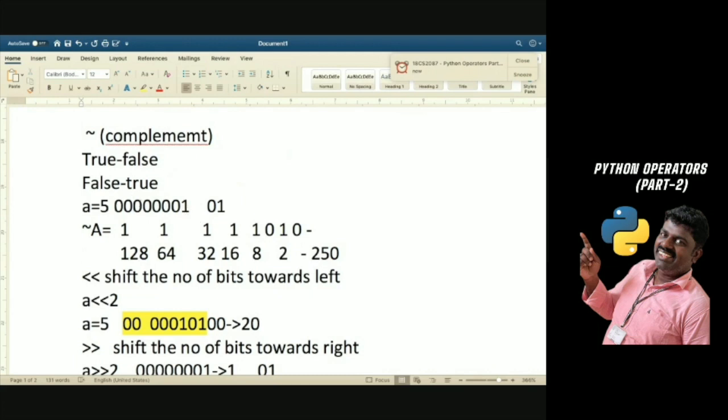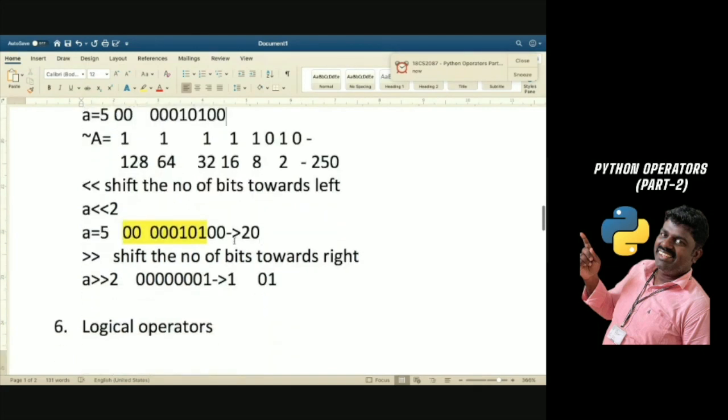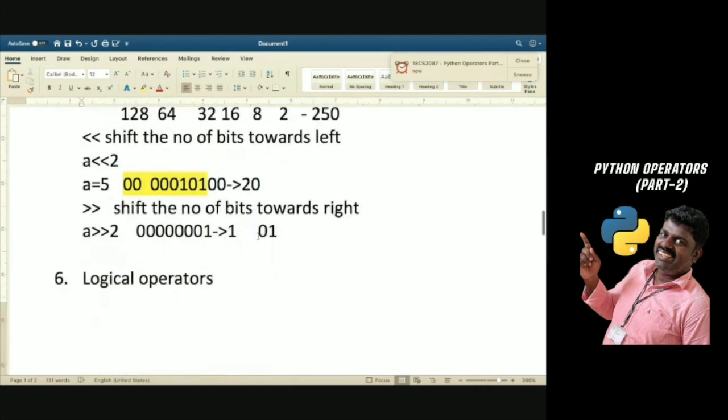Similarly, for left shift, the first 2 zeros will be excluded and zeros will be added towards the right. So this is left shift: removing the first 2 outside and 2 zeros will be added to it. What is the value of this? This is 20. That's why we are getting 20 here.